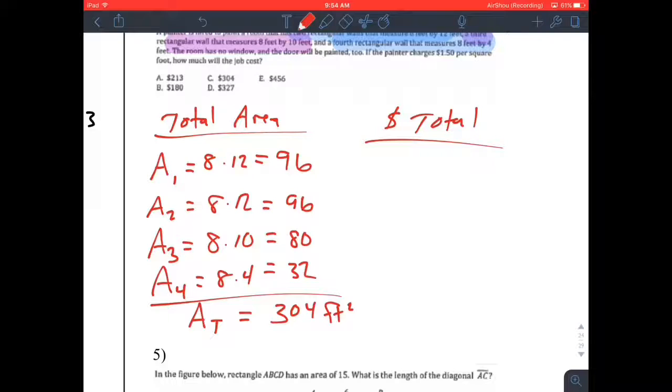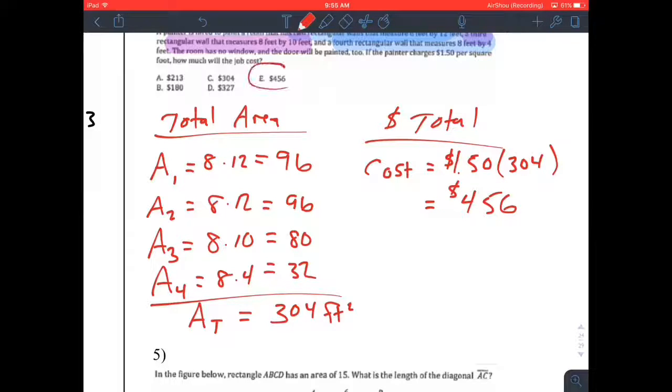The painter charges $1.50 per square foot. So the cost is going to be the dollars per square foot times how many square feet. That's going to end up being $456. Dunsies.